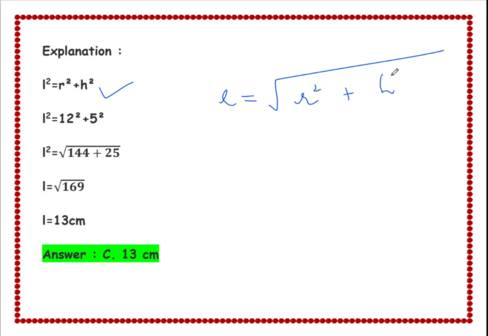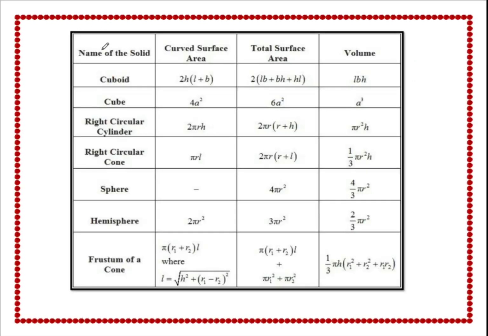Now substitute the values. L equals square root of radius 5 cm and height 12 cm. We get L equals square root of 5 square plus 12 square. L equals square root of 25 plus 144. L equals square root of 169. So therefore L equals square root of 169, which is 13 centimeter.